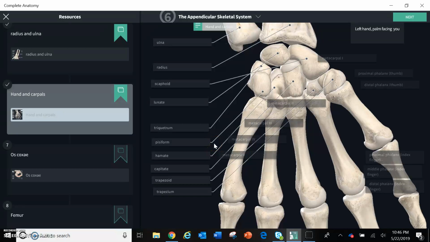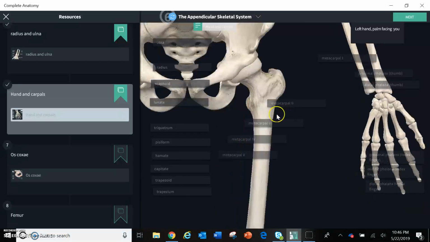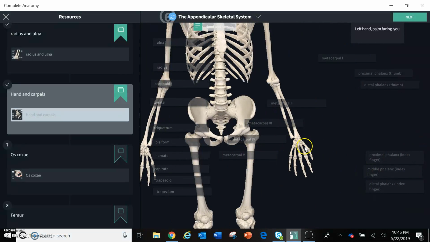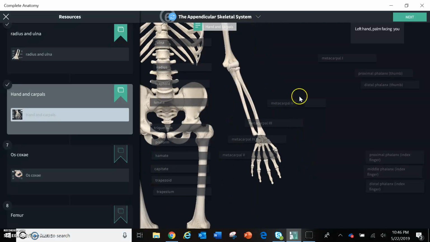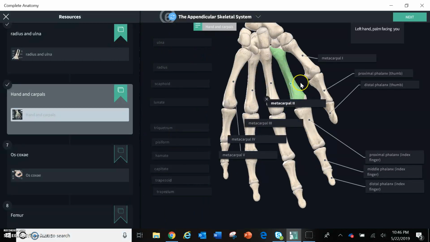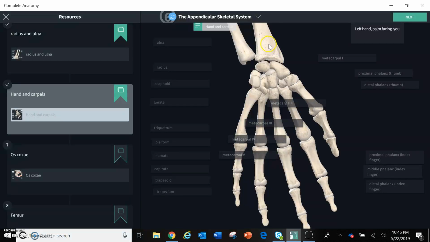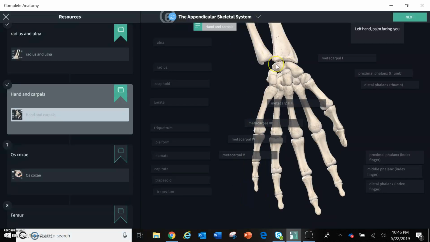These are the bones of the hand and the wrist. First of all, if we zoom out, you can see that we're looking in anatomical position. This is the left hand, palm facing towards you. If I zoom back in here, you can see I've left the radius and ulna here for you to see.